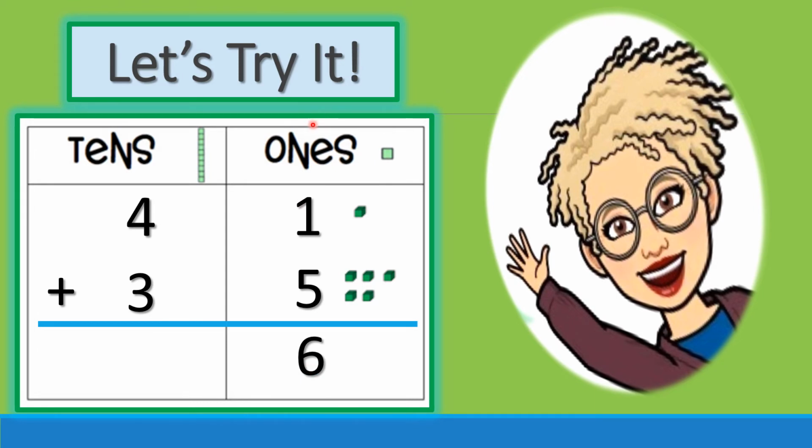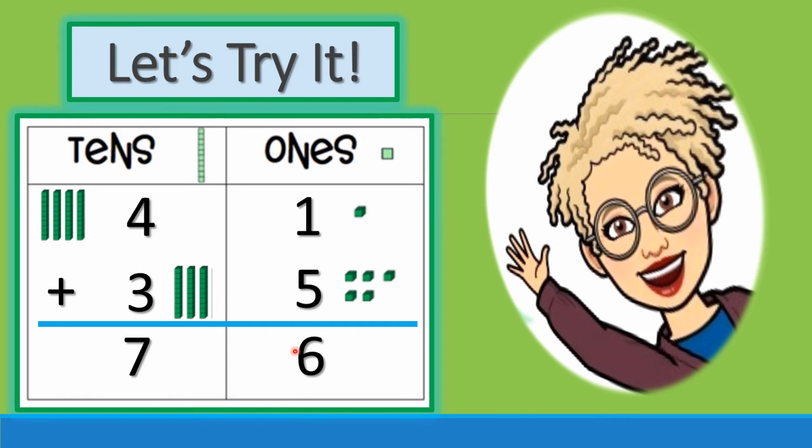After we add the ones, we have to move to the tens. So that means we're going to add 4 plus 3. Addition means that we count the groups all together to find the sum. Here we go. 1, 2, 3, 4, 5, 6, 7. So our sum here is 7, of course. This means then that 41 plus 35 equals a sum of 76.